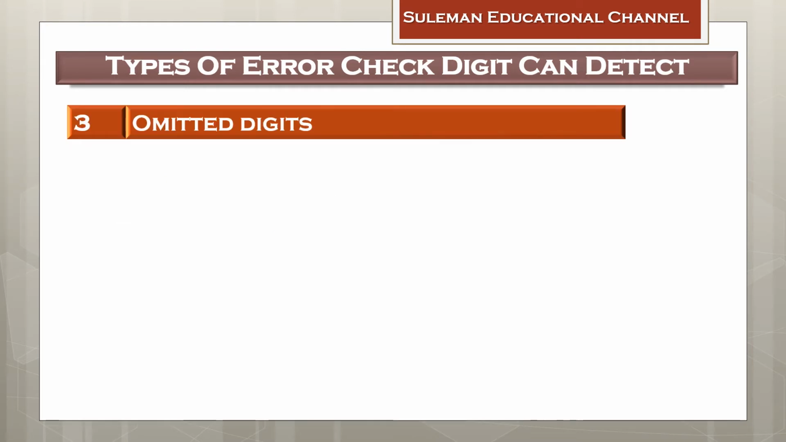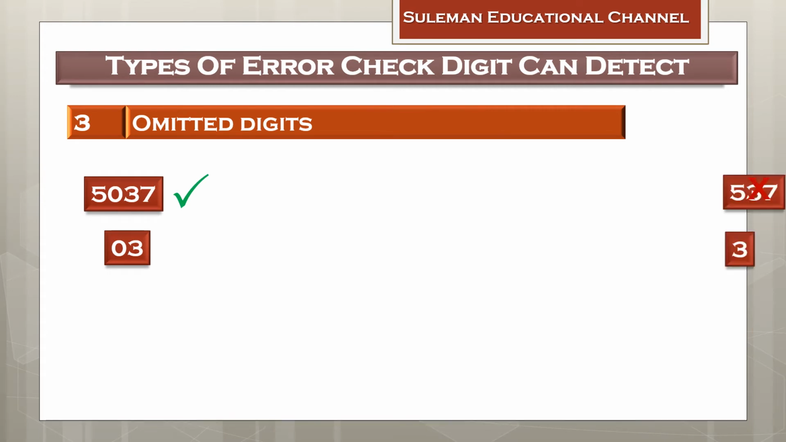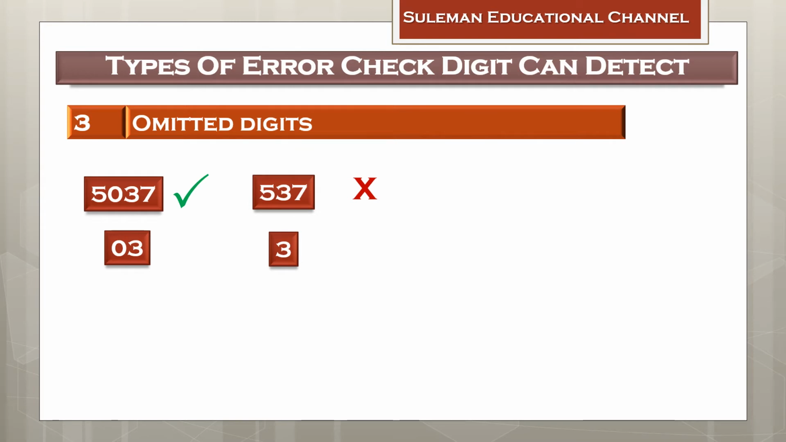The third type of error which a check digit can detect is the omitted digit. Omitted digit means that one digit, or more than one digit, has been left out. For example, 5037 has to be typed, but instead 537 has been typed. Over here, 0 has been omitted, 0 has been left out. A check digit can detect this type of error.